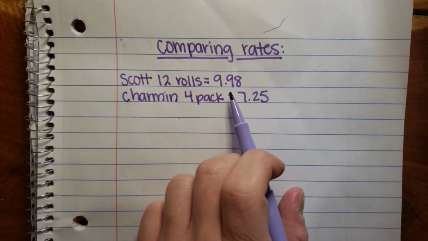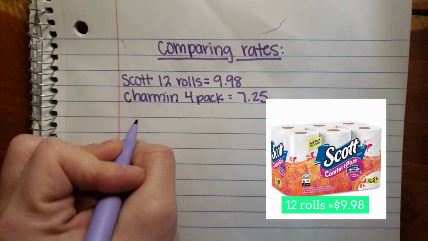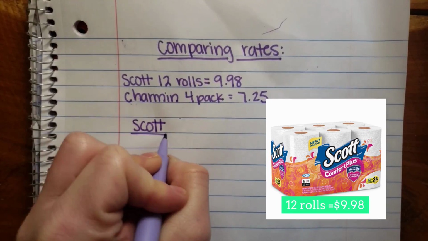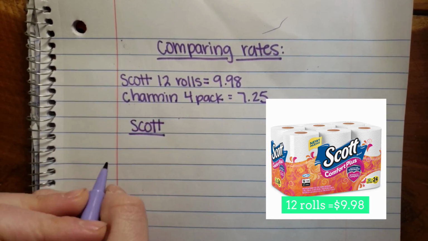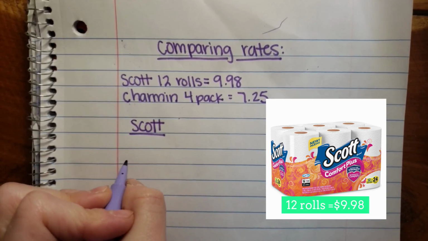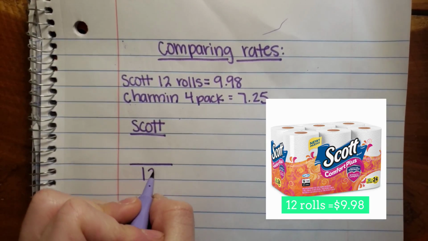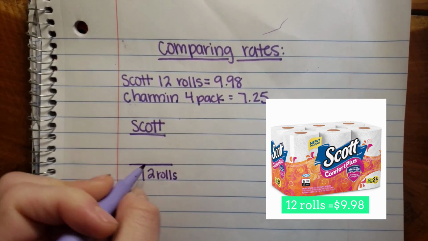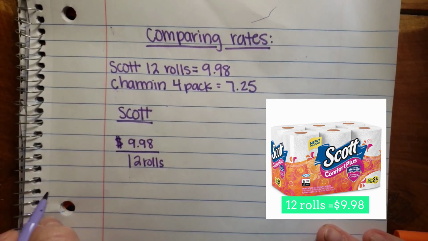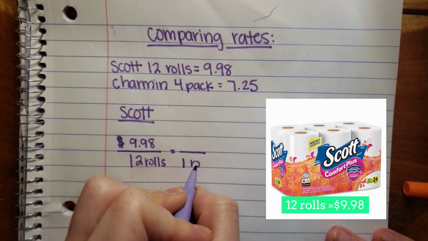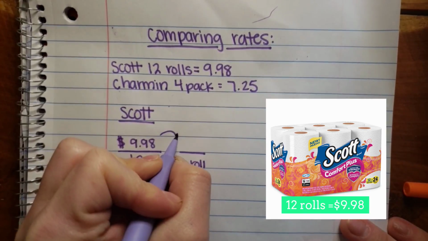We have Scott 12 rolls for $9.98 and Charmin 4 packs for $7.25. So I'm going to first do the Scott toilet paper, and we're going to figure out the price per roll. Okay, so roll goes on the bottom. So this has 12 rolls. And the price is $9.98. We had to figure out the price of 1 roll. So we're going to divide the top and the bottom by 12.